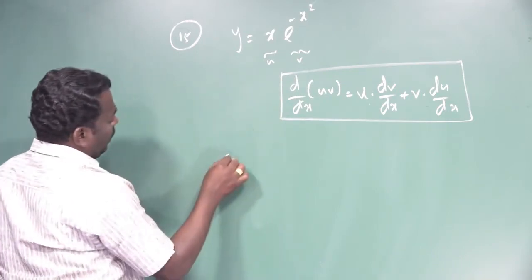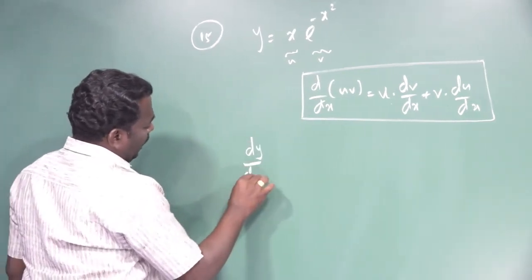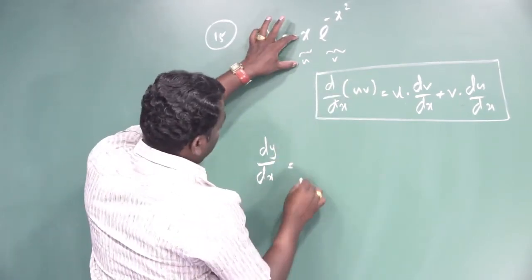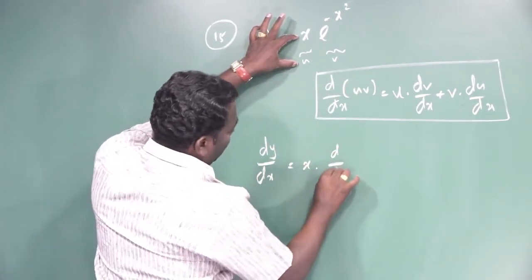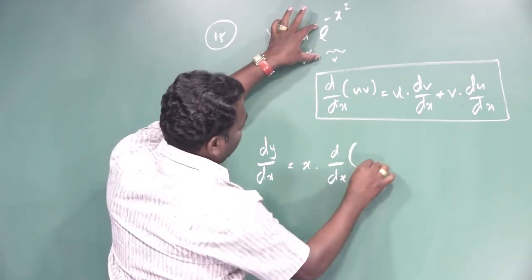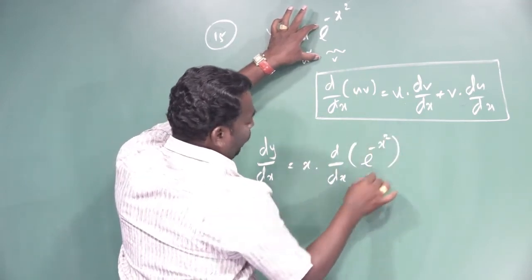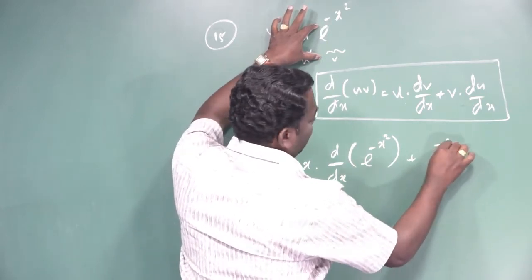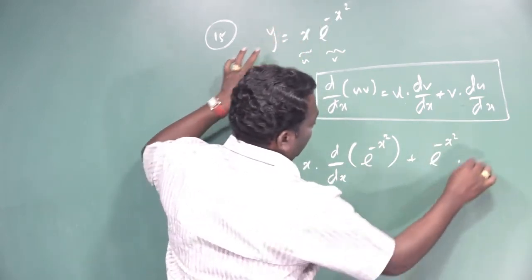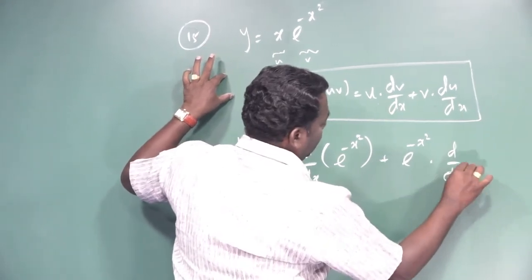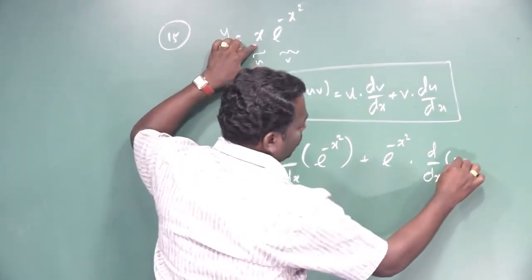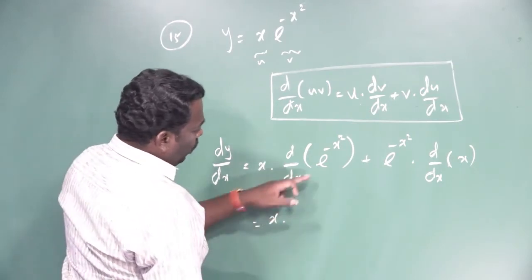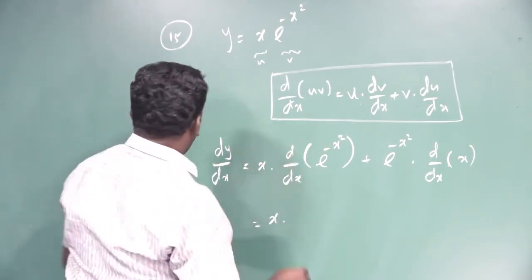Now the differentiation: dy by dx is equal to, keep the first function u, that is x, as it is, and differentiate the v function, e power minus x square, with respect to x. Then plus, keep the second function e power minus x square as it is, and differentiate the first function, u, which is x, with respect to x. So x into the differentiation of e power x.